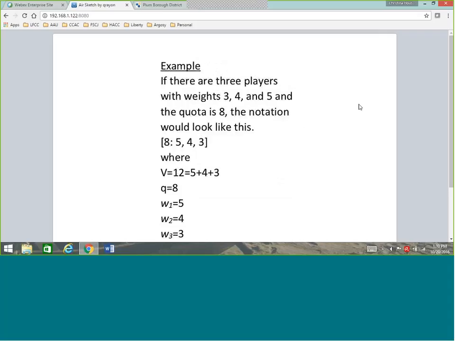So as an example, if there are 3 players with weights 3, 4, and 5, and the quota is 8, the notation would look like this with the bracket, and then 8, a colon, because 8 is the quota, and then the players' weights are listed after that. The capital V would be the sum of the weights, so in this case, capital V is 12. q is 8 because that's the quota, and then w1 is player 1, which is 5. The w2, for player 2, is 4. The w3, for player 3, is 3.